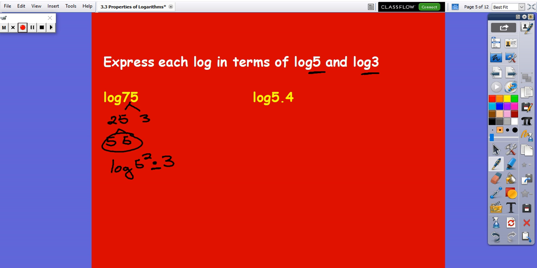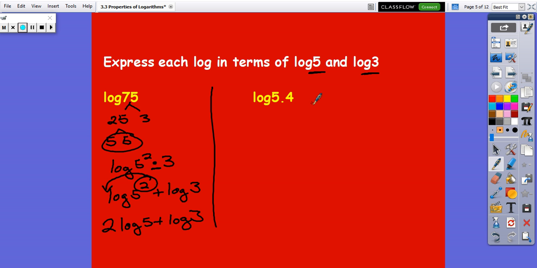And remember, when we multiply, we need to split it into addition. Make sure to repeat the log, and then a power, we multiply. So 2 log of 5 plus log of 3.